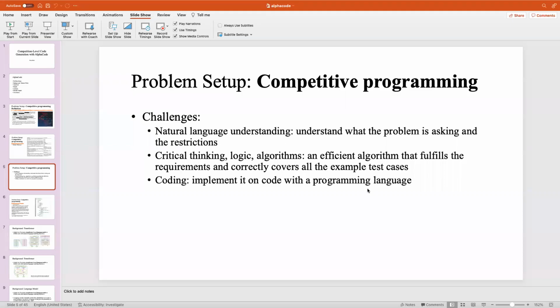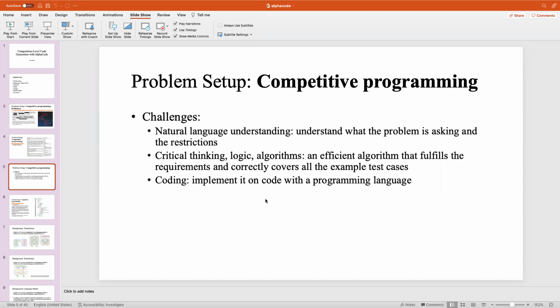Critical thinking, logic, and algorithms. So you need to know the data structures and also the algorithm to solve the problem. The problems are mostly hard to solve by humans directly. They need some algorithm tricks, like some very complex algorithm to solve the problem.